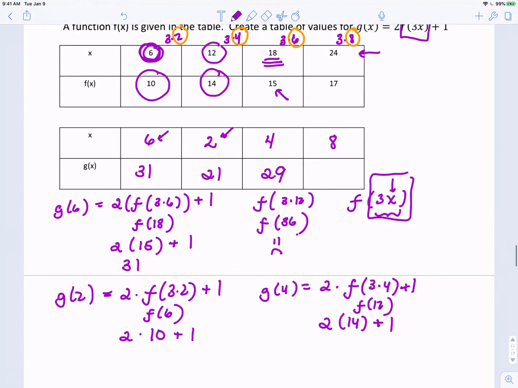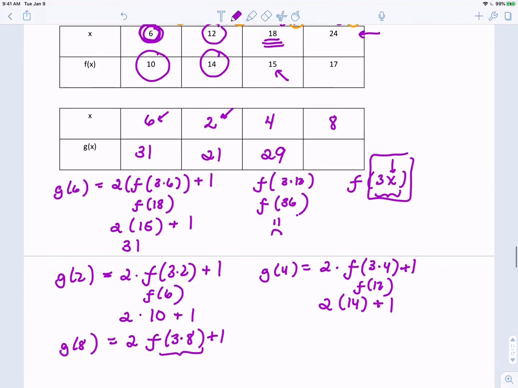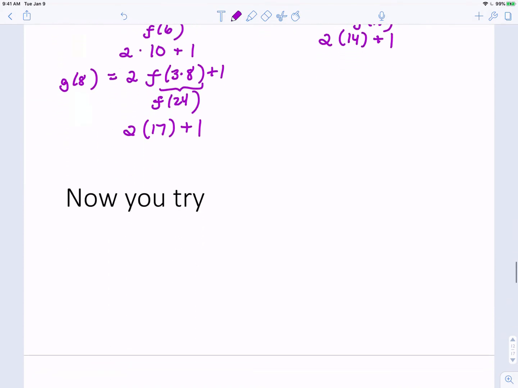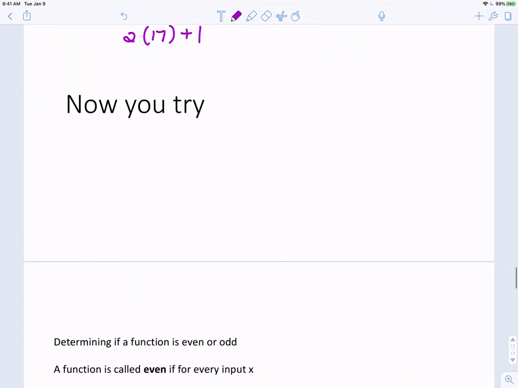And finally, our last one, 8. g of 8 would be the same as 2 times f of 3 times 8 plus 1. f of 3 times 8 would be f of 24. And we can see from our table that f of 24 is 17. And so we have 2 times 17 plus 1, or in other words, 35. And so that's how we can find transformations from tables. So why don't you try a few before we go on to our last topic?